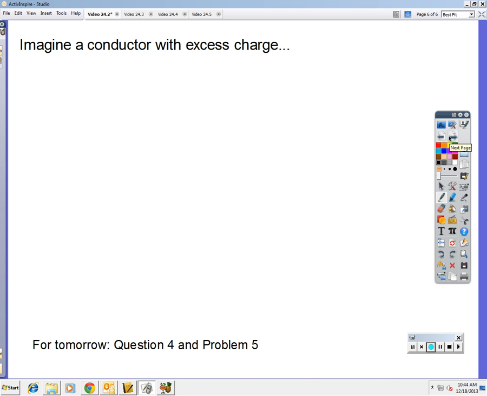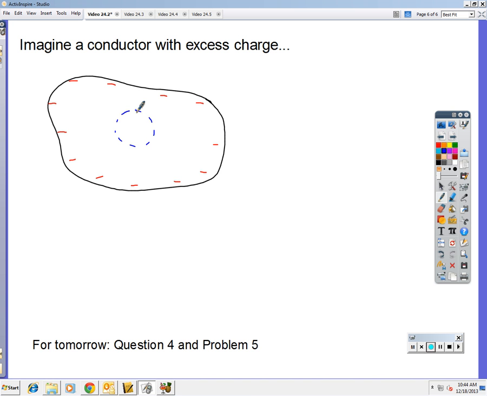And the last thing we're going to look at in this video is a conductor that has excess charge on it. So I'll draw a conductor. Remember, when we put excess charge on the conductor, it all goes to the surface of the conductor. So that means if I draw a Gaussian surface anywhere inside the conductor, the enclosed charge will be 0.